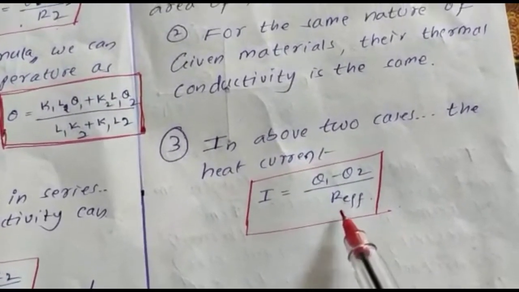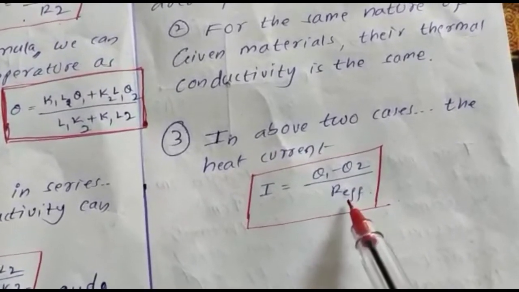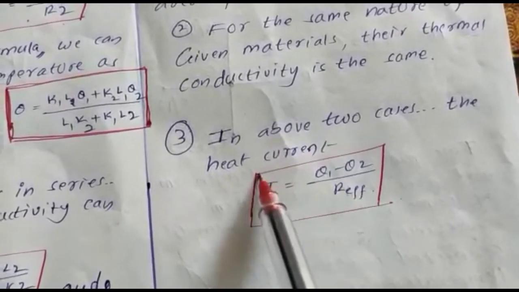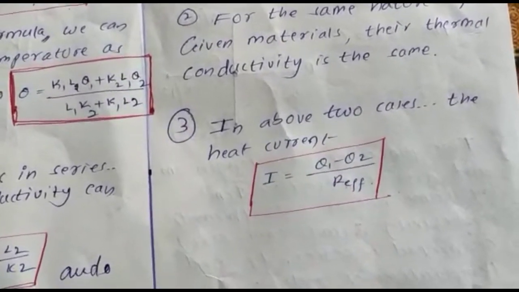If it is a series, you substitute R effective as RS, and if it is parallel, you substitute RP in place of the R effective. Therefore, this is the thermal current in the effective combination.